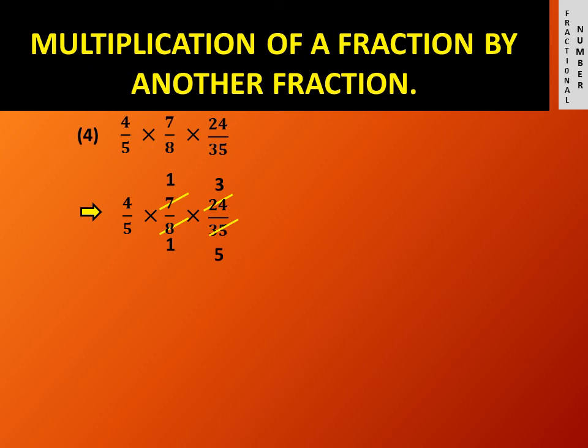Since now it cannot be further simplified, do the multiplication. 4 multiplied by 1 multiplied by 3 upon 5 multiplied by 1 multiplied by 5. Do the multiplication. 4 ones are 4 and 4 threes are 12. So the numerator is equal to 12. 5 ones are 5 and 5 fives are 25. So the denominator is equal to 25 and the answer is 12 upon 25.